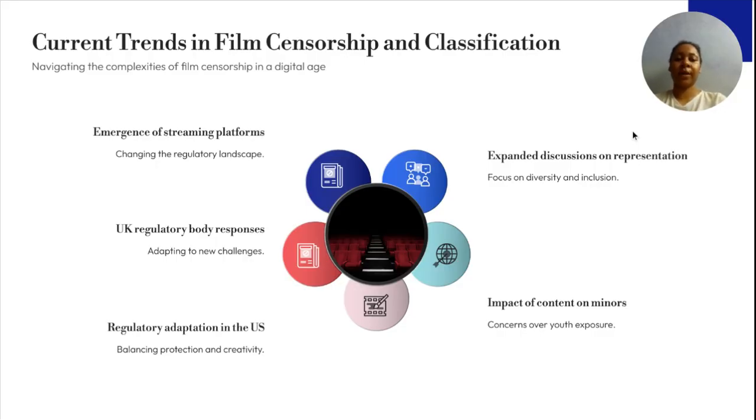So expanded discussions on representation, because there's a lack of diversity within the film industry as well. And inclusion in terms of who's working behind the camera, who's working in front of the camera, and the diverse range of audiences as well. And it does have an impact on minors in terms of the content that's being produced.